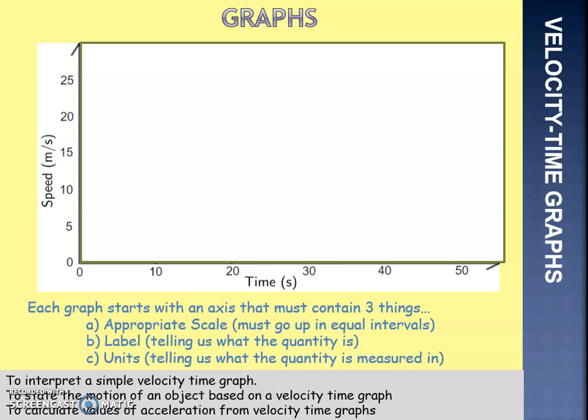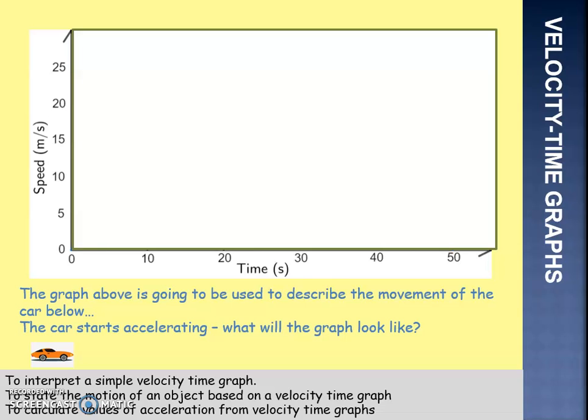So we can tell from this it's a speed time graph or a velocity time graph. So the graph is going to be used to describe the movement of the car below. So, at the moment, the car starts from rest and starts accelerating. Copy down this blank graph and tell me, what do you think the graph will look like once it starts accelerating? What will the line look like? Pause the video whilst you attempt that.